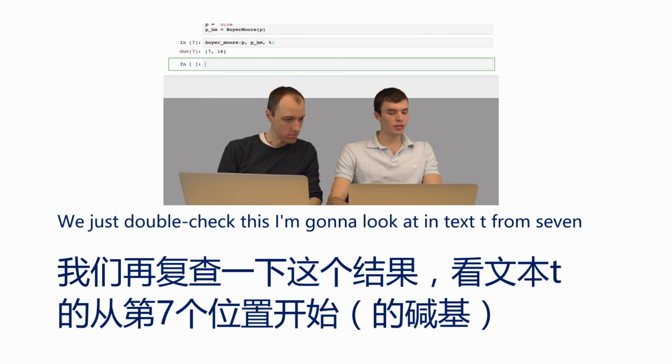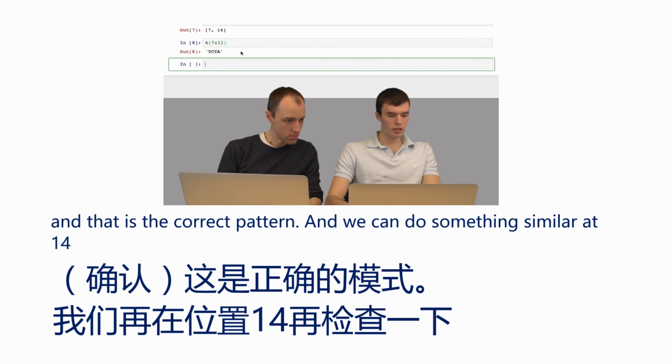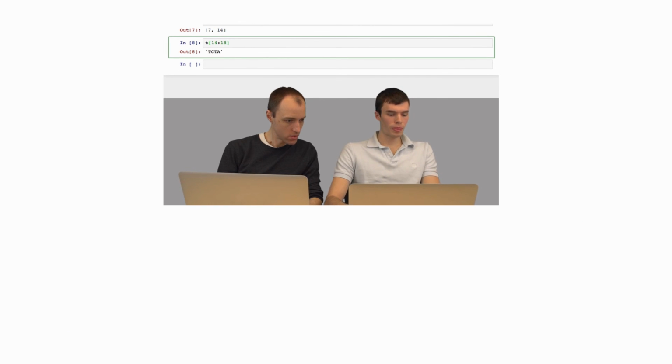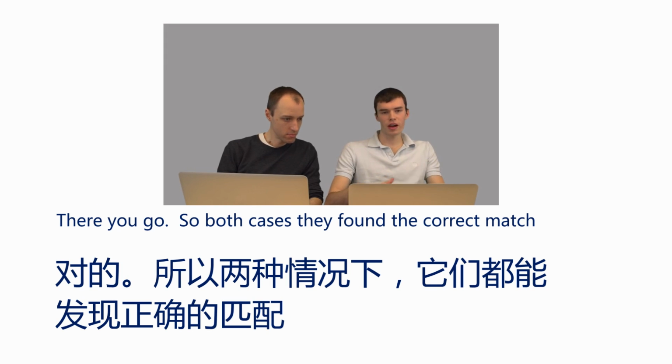We can just double check this. I'm going to look at text T from 7, and that is the correct pattern, and we can do something similar at 14. There we go. So both cases have found the correct match.